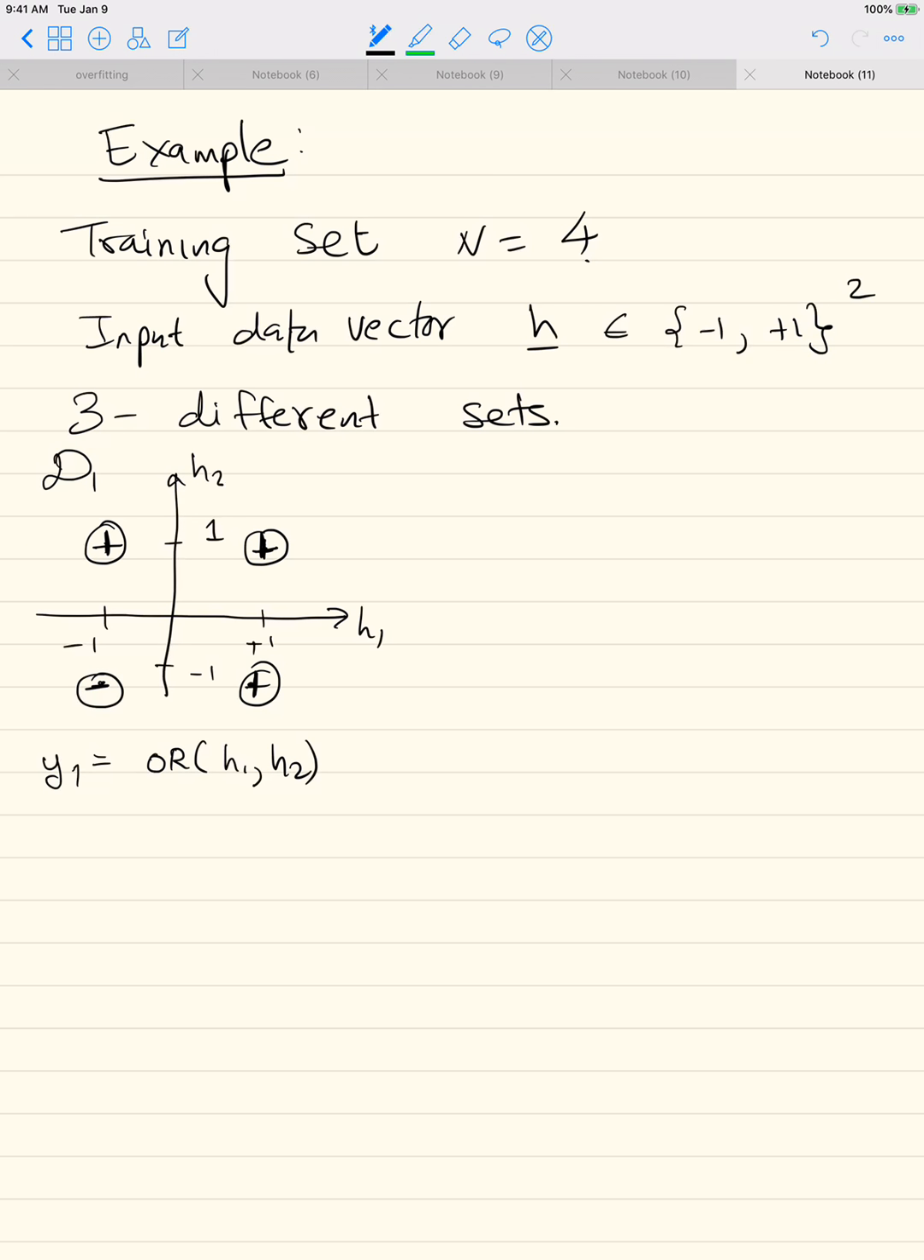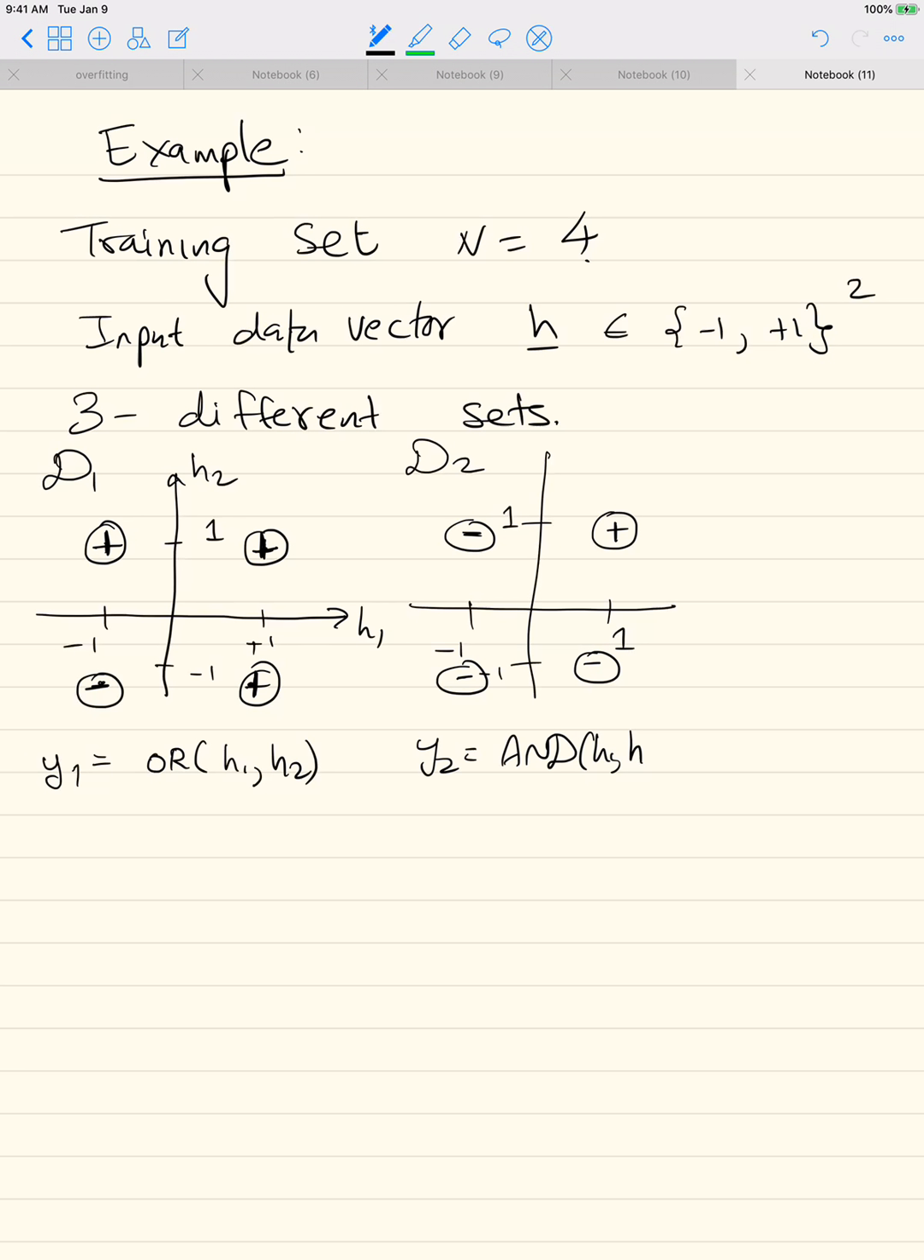So this is the first coordinate, this is the second coordinate, and the label that we assign to each point is the OR of H1 and H2. So if one of the coordinates is plus, the output is plus. If both of them are minus, then the output is a minus. The set D2 will be what is called the AND function. So here we will have a plus only if both the labels are positive, and we'll have a minus everywhere else. So the second label is generated by the AND function. This is the ground truth for the two labels.